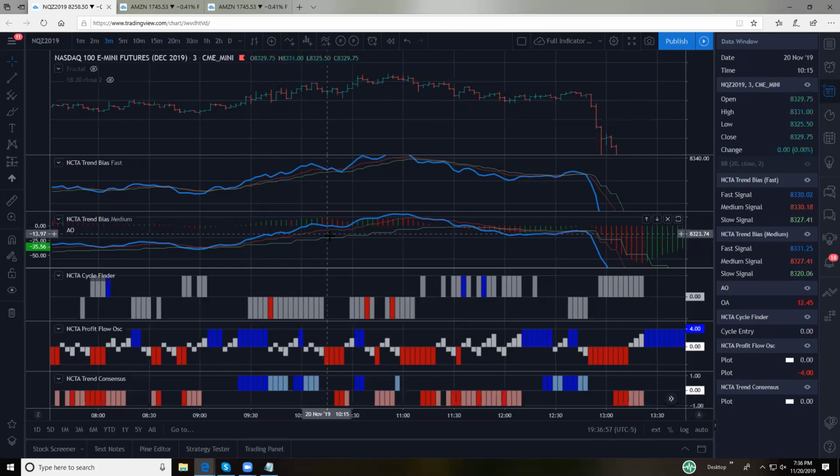So then at 10:18, you actually have a method C entry. There's no prior cycle finder. There is back here, but you had a blue bar on the oscillator print between that and the red oscillator. So you would wait for the second red oscillator bar, and 10:18 is your entry, and it does align with the AO. Method C does not need to align with the trend bias.